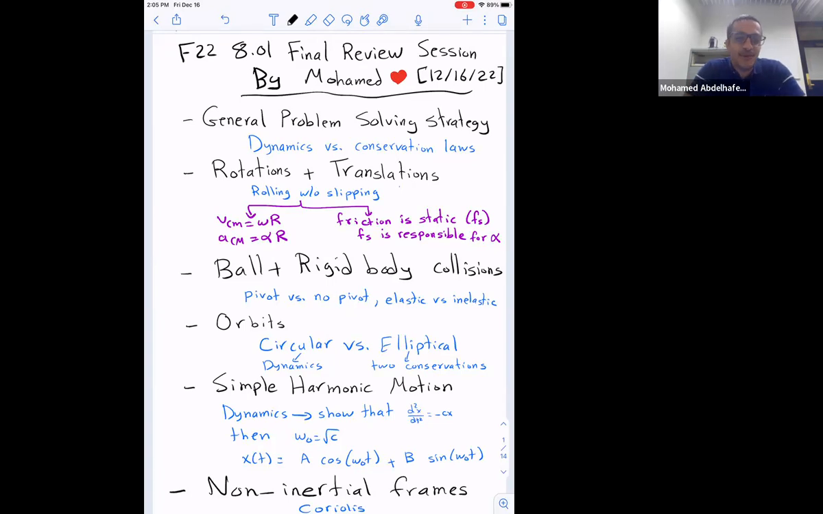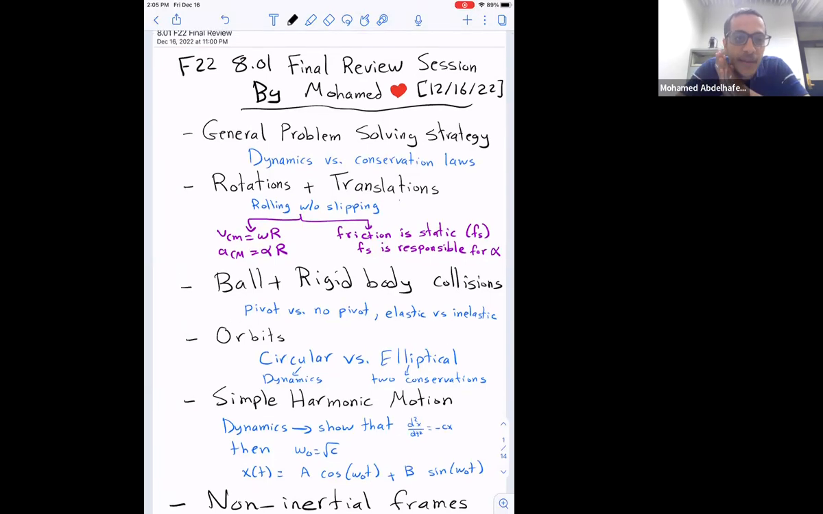So the main thing I want to do today is this general problem solving strategy, which is just I want you to be able to look at a problem and realize the approach. What am I doing in this problem? And then we're going to apply this to all the different situations here.